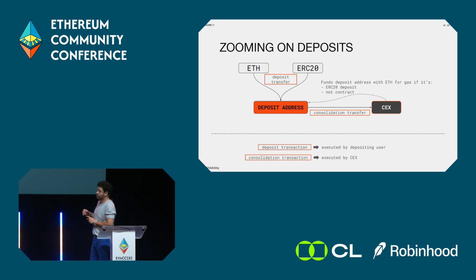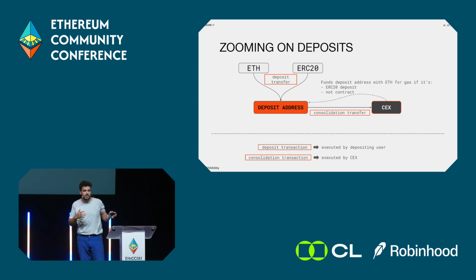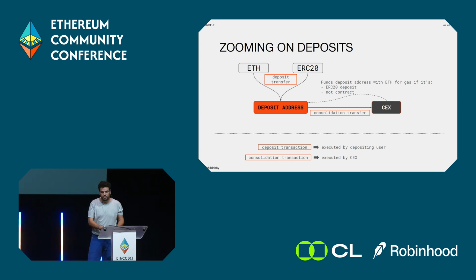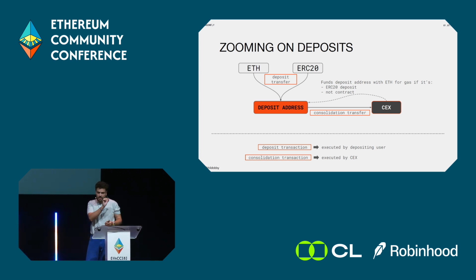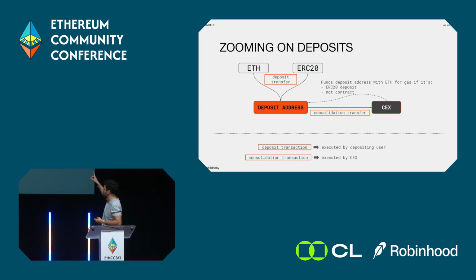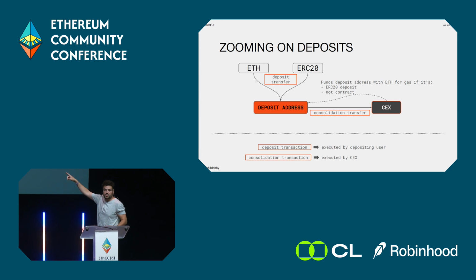If we zoom in on deposits themselves, there's a little more that goes on. There's two different types of fungible tokens: ETH and ERC20s. When you transfer ERC20s from an address, you're going to need some gas funding, hence the difference. Whereas if you deposit ETH, you can directly deposit it. The exchange can transfer it themselves because there's enough for gas, unlike ERC20s. So if it's an ERC20, you need an address to deposit some gas for the transaction, or it's a smart contract.